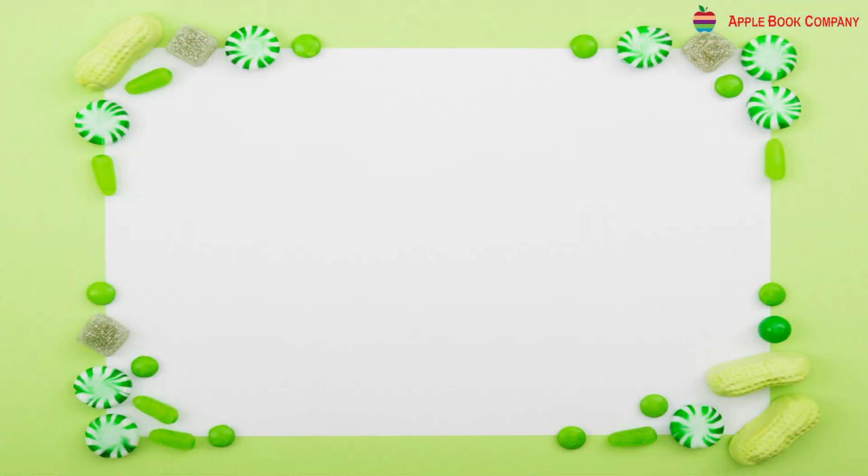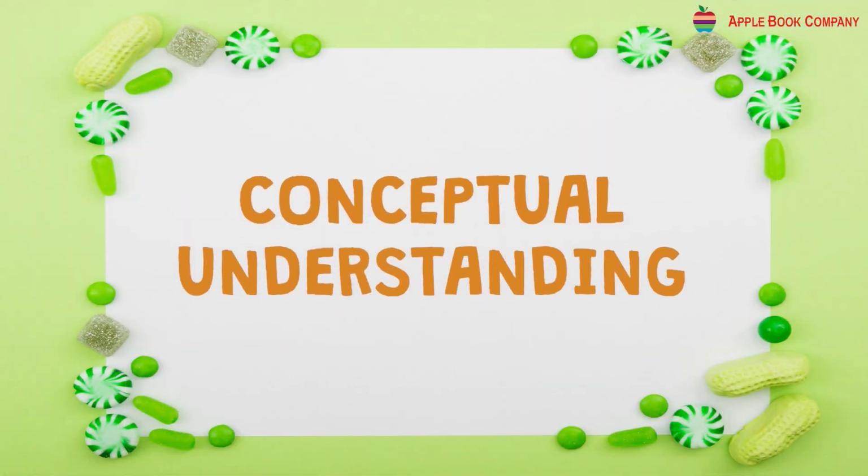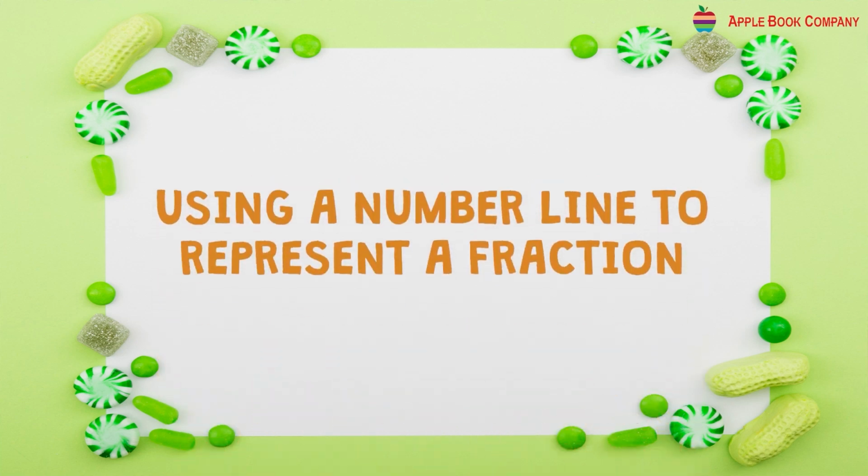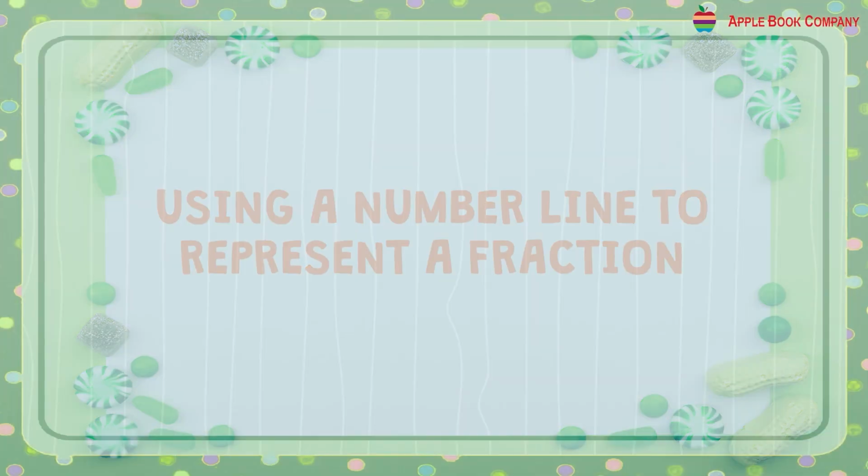Now let's do some conceptual understanding through enrichment. Now using a number line to represent a fraction. As numbers are represented on a number line, fractions can also be shown on a number line. Each fraction number line starts at 0 and ends at 1. The denominator of the fraction decides into how many equal parts we divide the whole number line from 0 to 1. The numerator of the fraction decides how many of these equal parts we take.